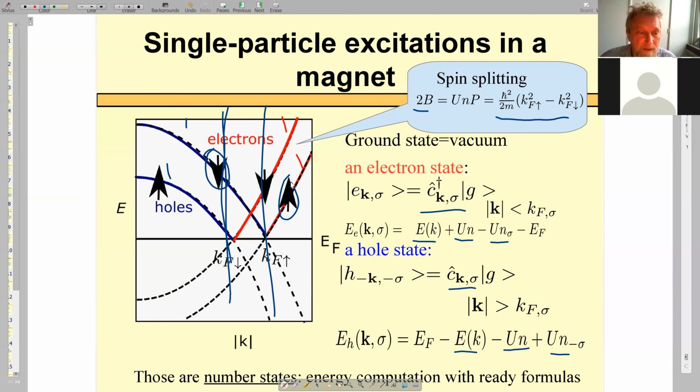Why should the K be lower than KF for electrons? I thought it should be higher, such as in the plot. Let me see. Oh, okay. Sorry, you're right. That has to be opposite here. Oh, I need to correct the transparency. Here. It has to be opposite. Fine. Other questions?